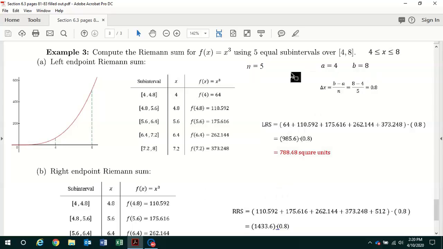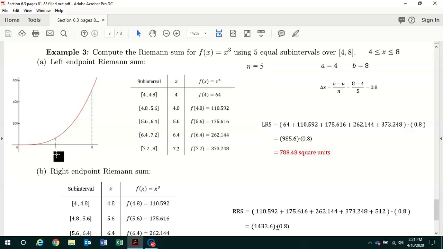All right. So 5 equal subintervals means the number of rectangles n is equal to 5. A is equal to 4 in this case, B is equal to 8. And so the width of each rectangle, B minus A over N, is equal to 8 minus 4 over 5, which is equal to 0.8. So the width of each rectangle is not a nice whole number. It's a decimal. It's 8/10 of a unit. So that makes the math a little bit more complicated.